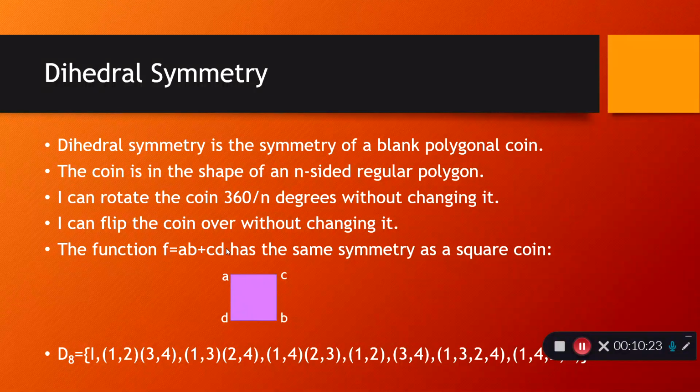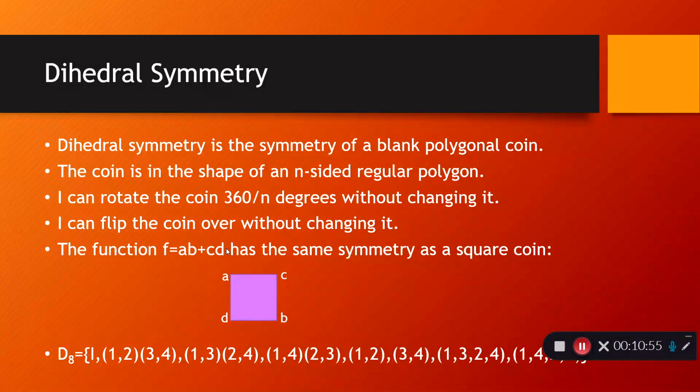The function ABCD has the same symmetry as a square coin, with the corners of the square labeled with the variables in the manner shown here. Note that if I rotate the square and do the corresponding changes to the function, it will be the same. You're not going to change it.